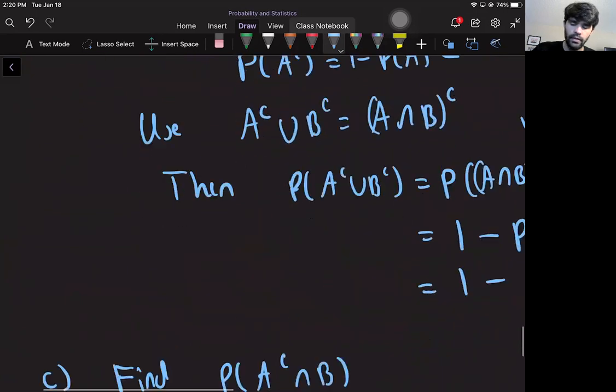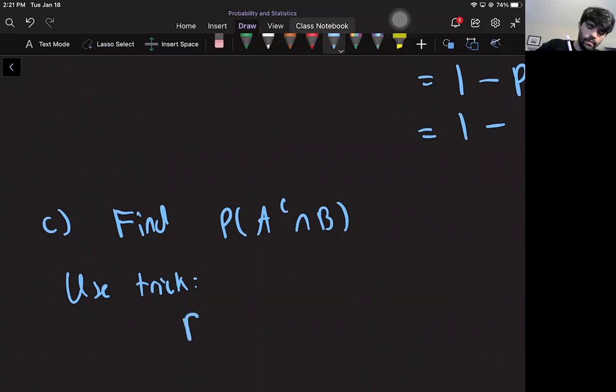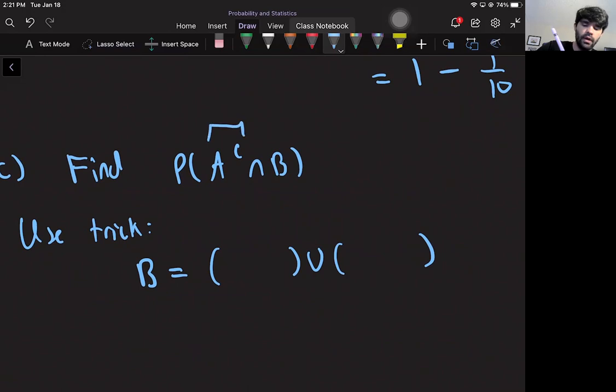Unfortunately, can't do a trick like that. You can, but it'll sort of just get more complicated. Instead, we're gonna use this other trick that we've used a few times now, which is I can break apart one event in relation to another event. The reason you might think to do this is because you're mixing a complement with a non-complemented thing. Okay, but in any case, so you can break B into pieces.